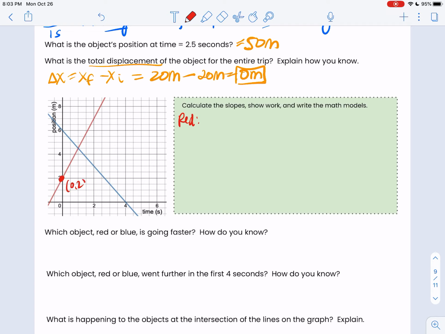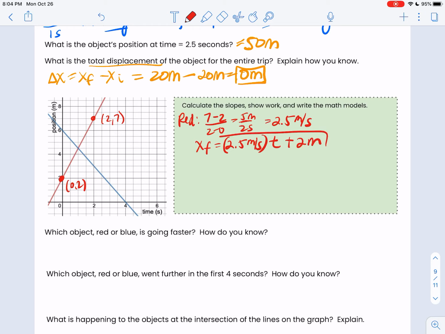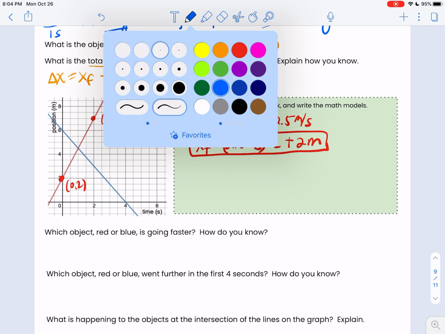So that's going to be 0, 2, and 2, 7. These numbers are pretty easy. So that's going to be 7 minus 2 for the y's, 2 minus 0 for the x's. So that's 5 meters in 2 seconds, but we just want to make that a decimal. 2.5 meters per second. So it's going to be x final equals the slope, 2.5 meters per second, make sure you have the right units, times the x variable, time, plus 2 meters, because that's where it started. Check the units, make sure that's all right.